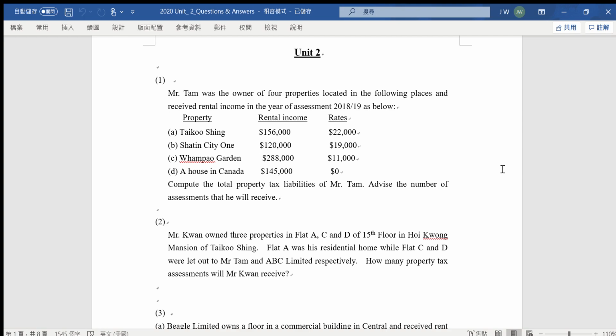By looking at that, you will find that the one in Canada, because that is in Canada, basically won't be subject to Hong Kong property tax because the physical location is in Canada. Okay, that's why for the other 3 we will calculate the property tax liabilities.